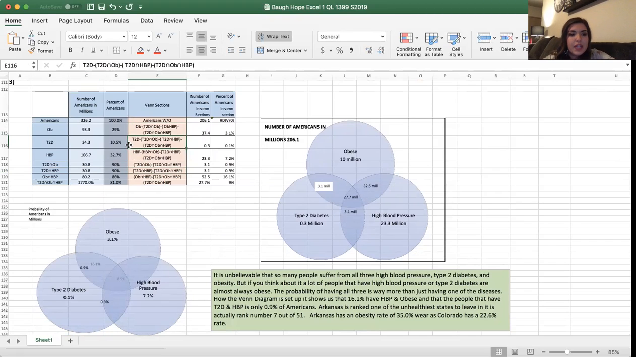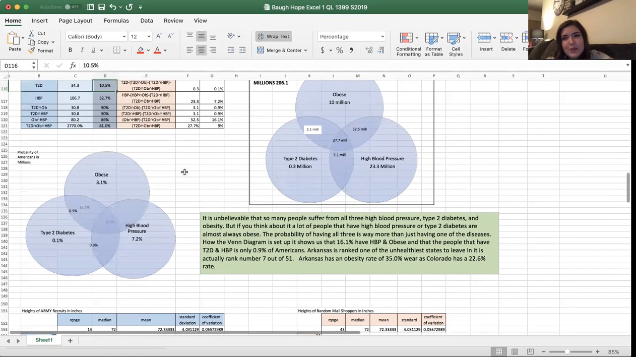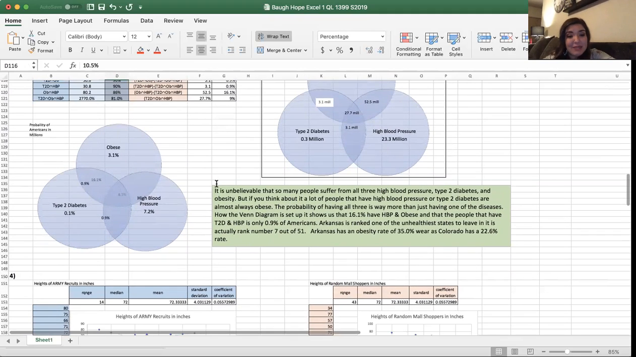And then Arkansas, I knew it was one of the unhealthier states, but I didn't know it was ranked in the top 10. It's actually ranked number 7, Colorado being the healthiest.